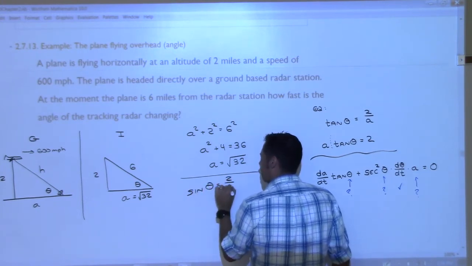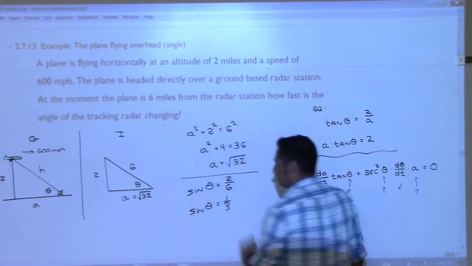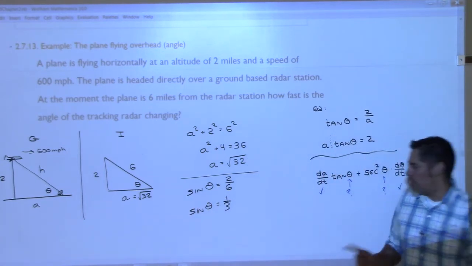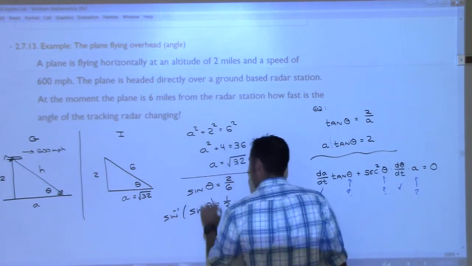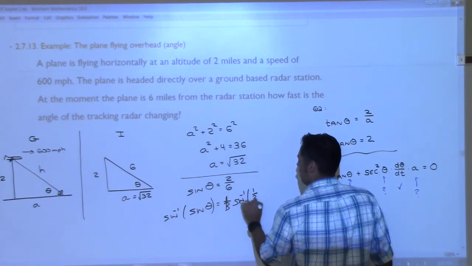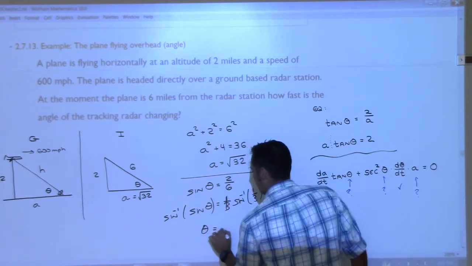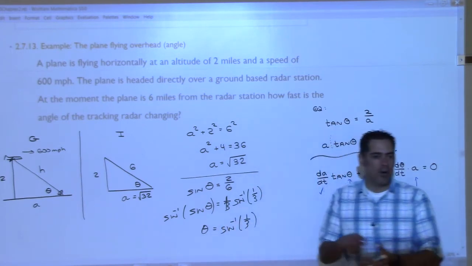is 2 over 6, right? So sine theta is 1/3. And then I get on my calculator. Well, first I do arc sine on both sides. I take arc sine over here and arc sine over here. Let me do it like this. And this side becomes theta, and this side is arc sine of 1/3. So I get on my calculator, I do arc sine of 1/3.